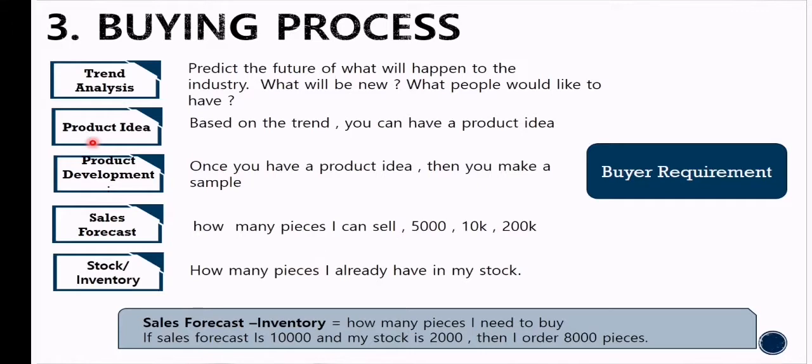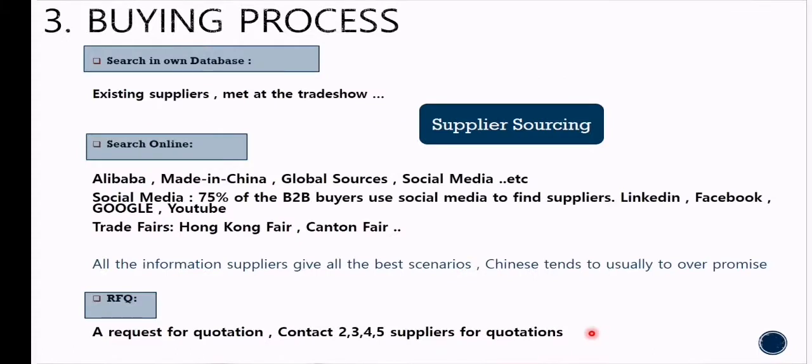And then again, looking at the inventory, this is actually very easy, everybody knows it. The sales forecast is 10,000, my stock now is 2,000, so I have to order 8,000 pieces. This is very easy, I think everybody knows it. Now, supplier sourcing. Okay, now I have the product idea, I have to find a supplier. So again, the first thing that the buyer is going to do is go with his existing supplier. Why does he have to change? It's very risky. If he has been working with someone for a long time, why change, right?